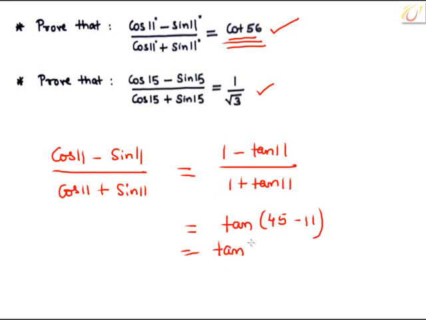34. Can I write tan 34 as tan(90 − 56)? Tan 34 becomes tan(90 − 56). What is tan(90 − θ)? Tan(90 − θ) is cot θ. So we get the answer as cot 56. So similarly try the second sum. You should be able to get the answer.